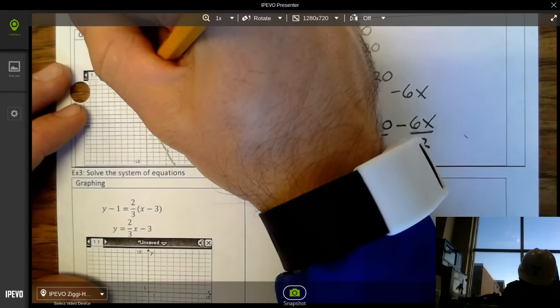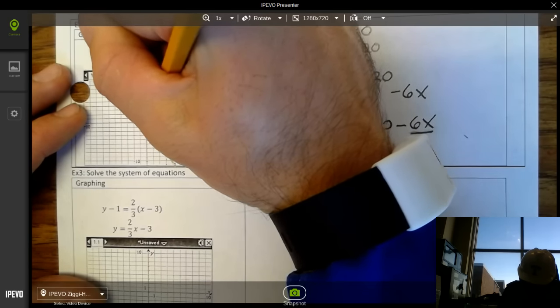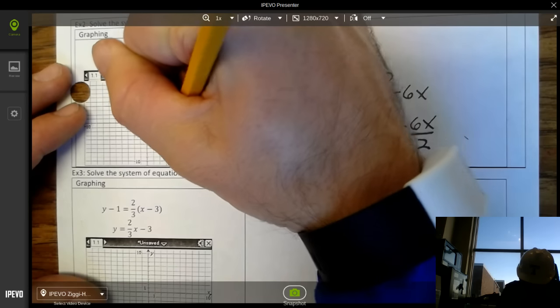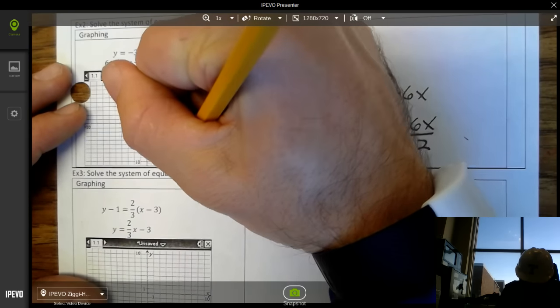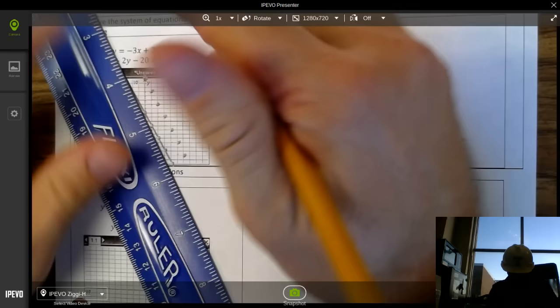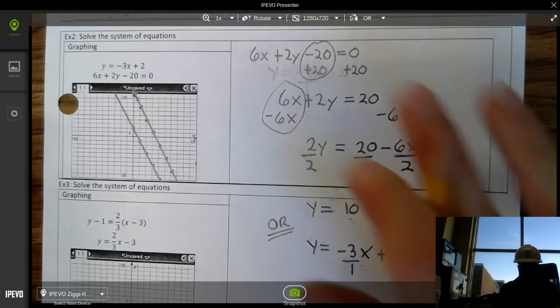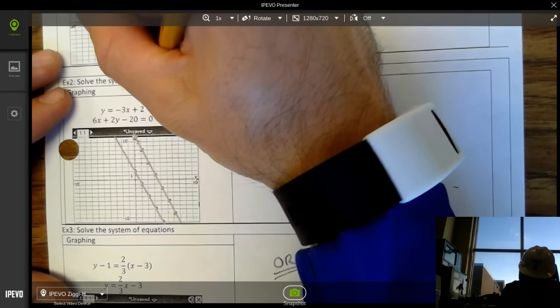So we're going to go down 1, 2, 3 to the right 1, and repeat that several times. All right. And you'll see that these lines are parallel, so it is no solution.